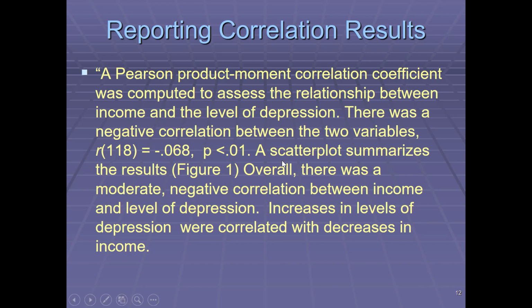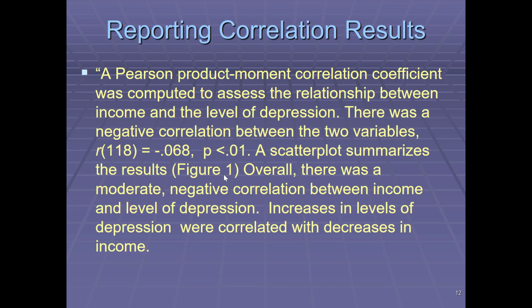Okay, and you could add the scatter plot if you did that. It's not necessary. So you can skip that one line that says a scatter plot summarizes the results, because you're not adding that unless you do. And then overall, there was a moderate negative correlation between income and level of depression. Increases in level of depression were correlated with decreases in income. So not only report the actual correlation result, but what does that mean, right?